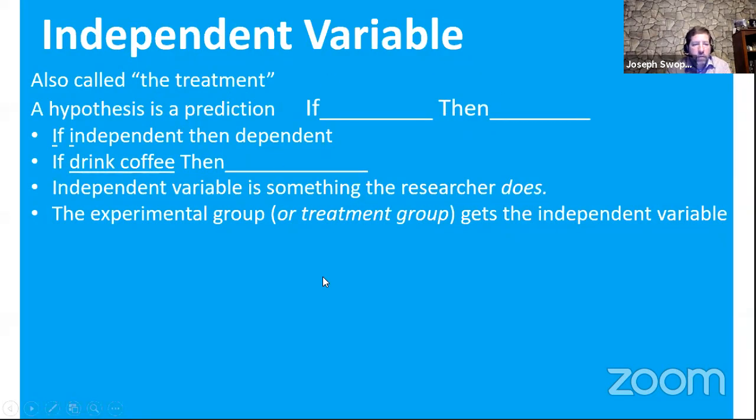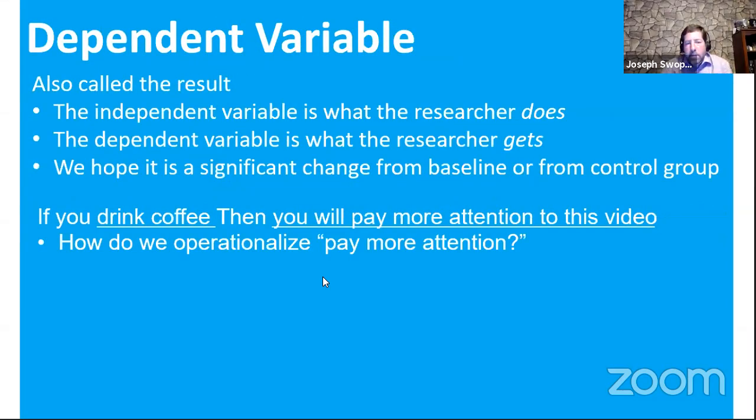So hopefully that's enough review of independent variable. Now we're going to jump into dependent variable, also called the result. So if you give a treatment, you're going to get a result. If you give an independent variable, then you're going to get a dependent variable. The independent variable, like I said in the last slide, is what the researcher does. The dependent variable is what the researcher gets, or the result. And we hope it's a significant change from either the baseline or control group. Okay, what does that mean?